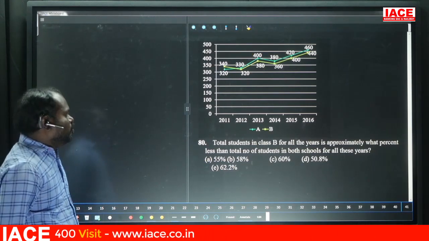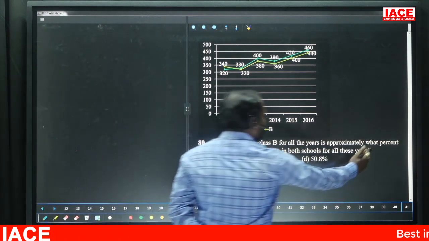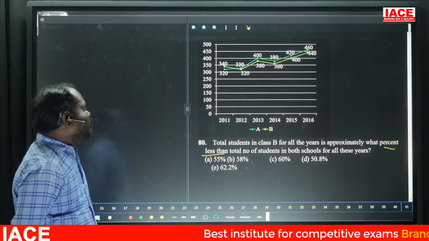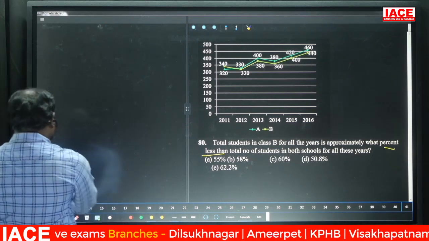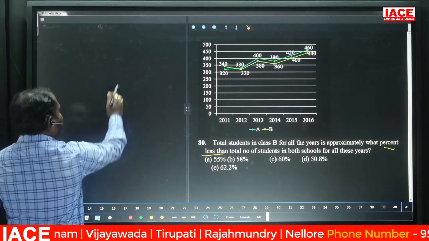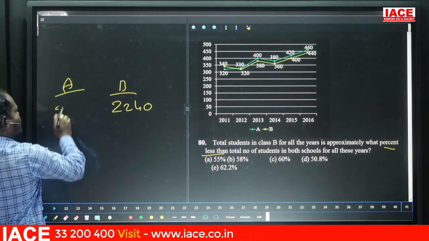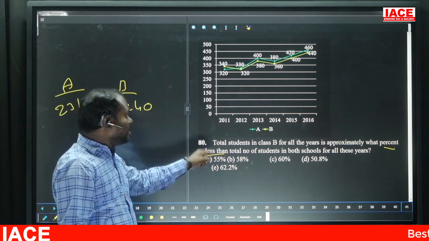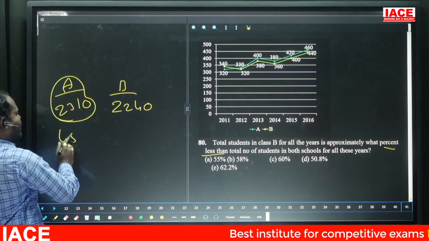80. Total students in class B for all the years is approximately what percent less than the total number of students in both classes for all these years? In earlier problems we already saw the B value, 2240, and the A total, 2310. But the question is asking B is what percent lesser than the total. So what is the total? Combined value, 4560.